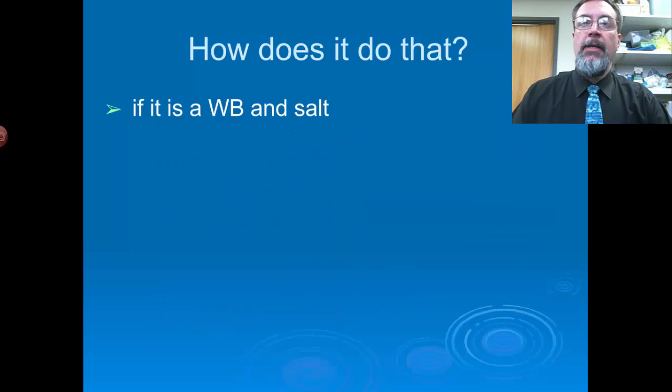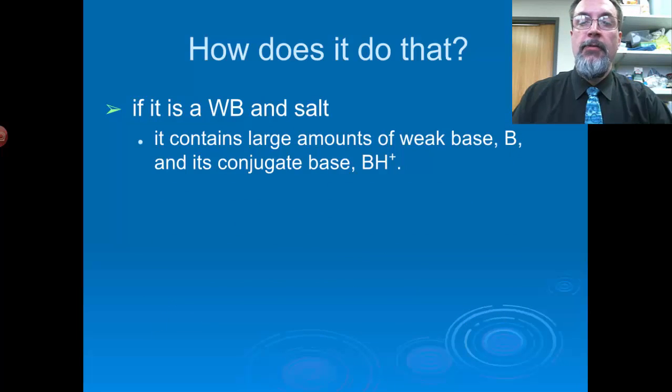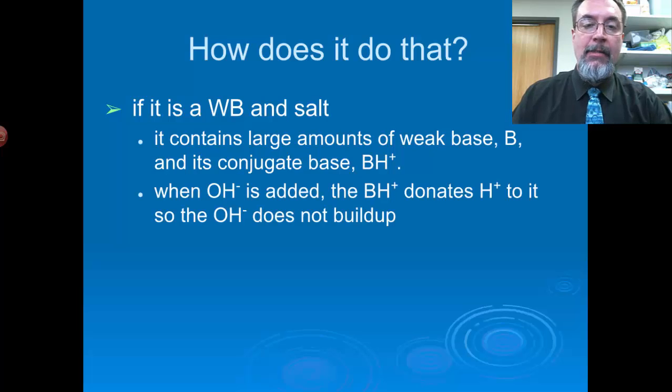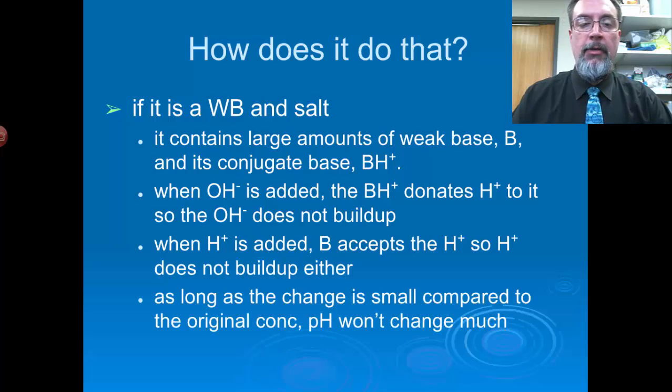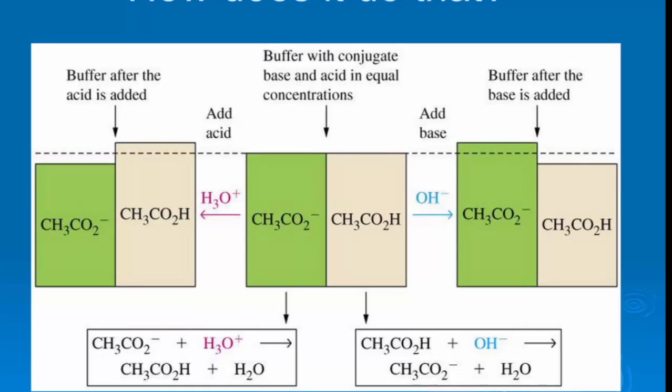If it's a weak base and a salt, you have large amounts of base and the conjugate acid. And if you add OH minus, the BH plus donates H plus to it so that the hydroxide doesn't build up. And if H plus is added, the base accepts the protons so they don't build up either. And again, as long as the change is small compared to the original concentration, the pH won't change. So this is kind of what it looks like. If you have the buffer made from the acid and base in equal concentrations, you've got a nice little even balanced solution.